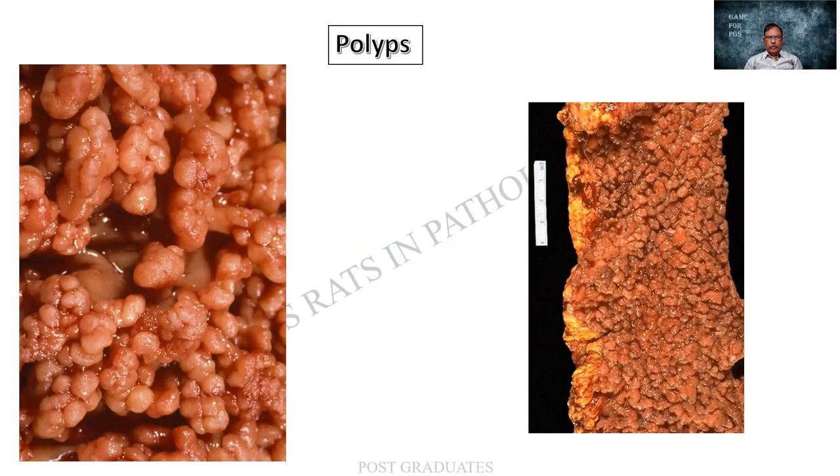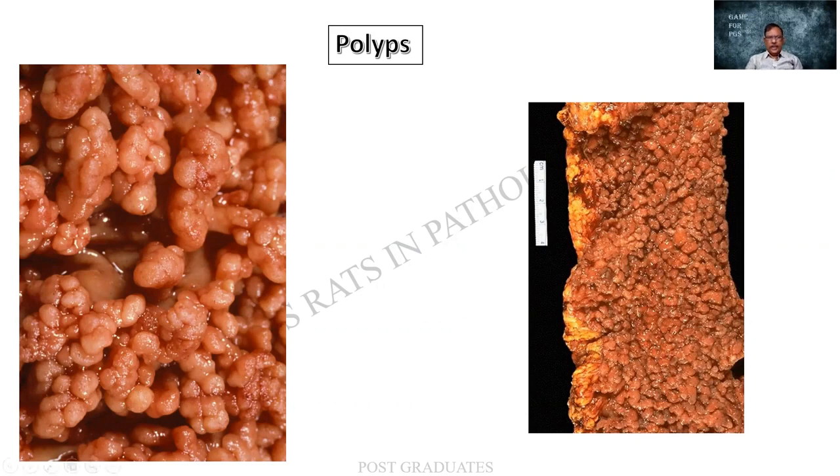We'll go to the topic on polyps. A polyp is a lesion that projects above the surface. It can be cutaneous, it can be mucosal, anywhere. And there is a term called a true polyp and a pseudo polyp.